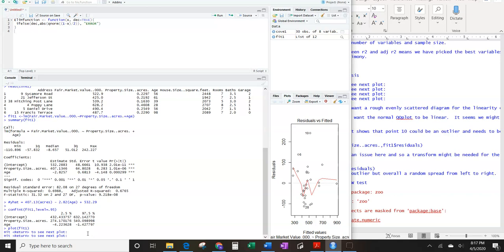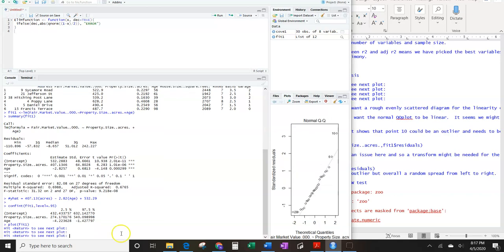All right, the second plot for fit one is the normal QQ plot. This is the normality of the LINE check. So we've done the L and E check, linearity and equal variance. Now we need to do the normality check. The normality check is, again, if you've done simple linear regression, multiple regression is very similar.